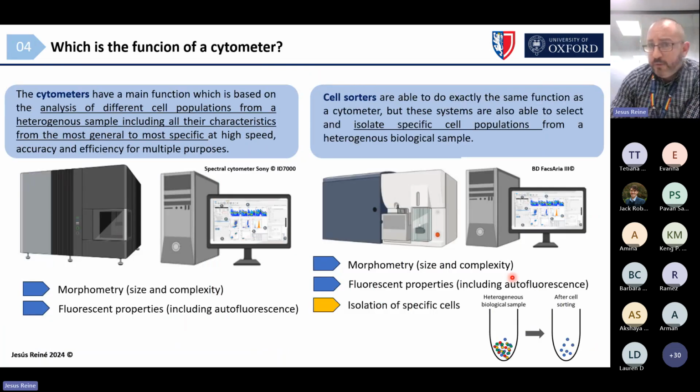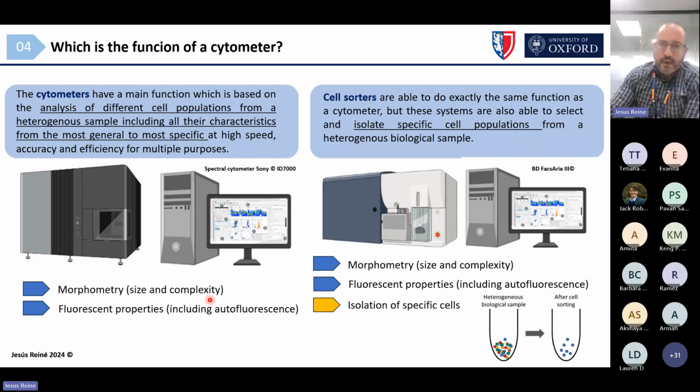So what is the function of a cytometer? The cytometer has the specific function of analyzing different cell populations from a heterogeneous sample. We can go from the most general to the most specific properties and characteristics of the cells. We can also stratify or classify the cells according to the level of expression of different markers. Basically, every cytometer has the property to analyze what is called morphometry. So we can analyze size and complexity. Size means cells can be bigger or smaller, and complexity is according to the granularity of the cells.